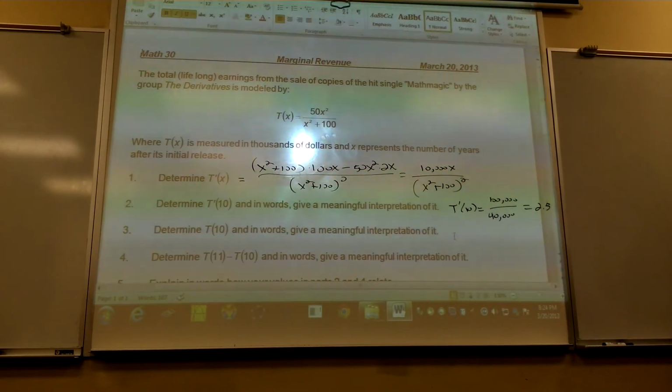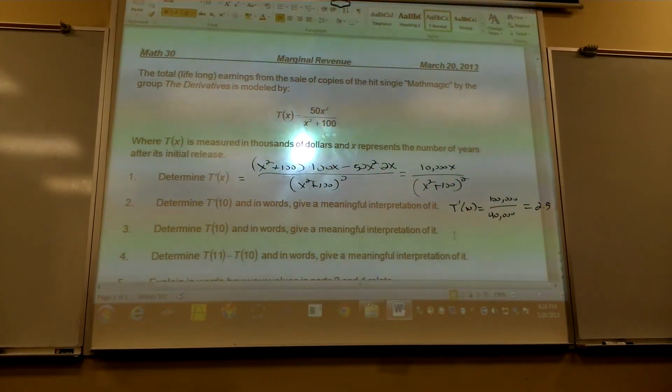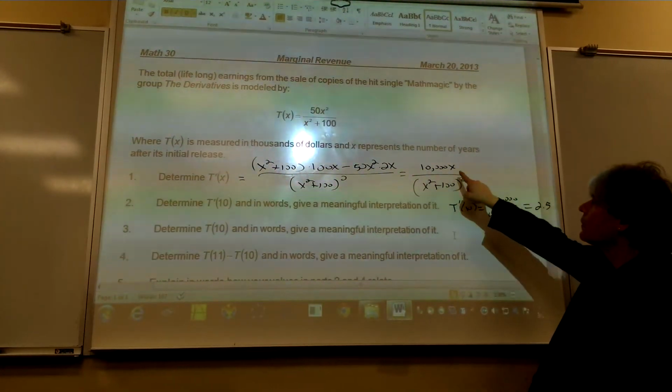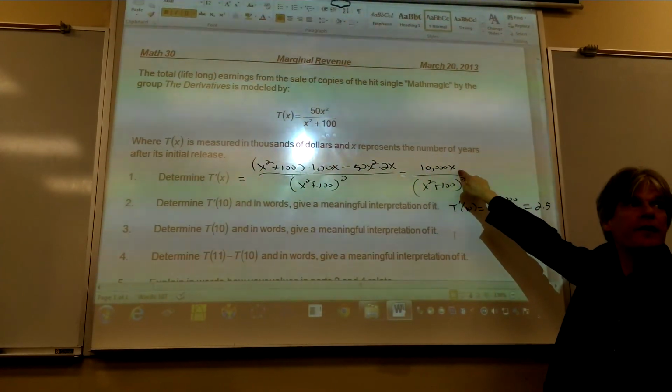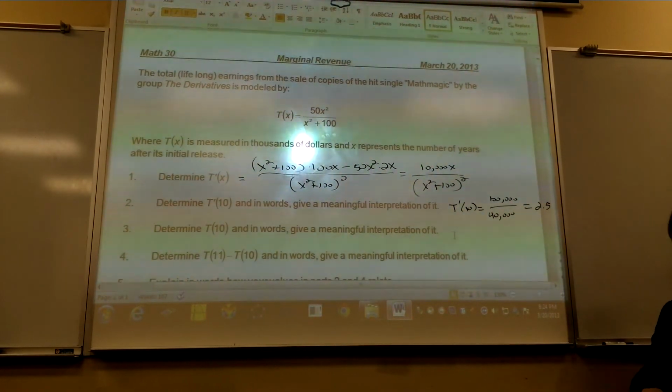Whoa. Let me just double check my arithmetic. I'm tired. Hold on, yes, for that last part, how'd you pull the X out? Which X? You mean upstairs? Yeah. I didn't. I replaced X with 10. Oh. And 10,000 times 10 is 100,000. Oh, okay.